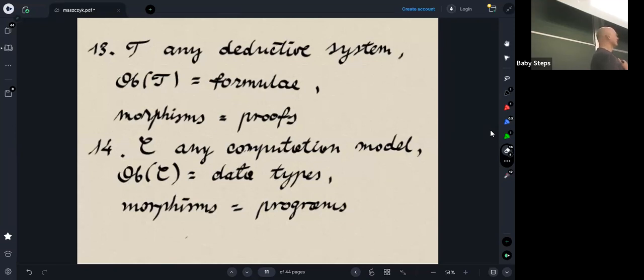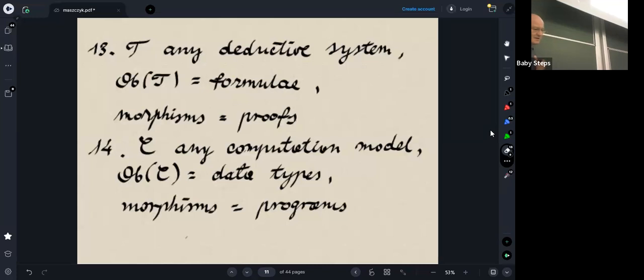The initial object of a deductive system is the set of axioms of this deductive system. Yes, and inference rules allow us to perform proofs, which can be composed. So probably inference rules are elementary arrows and proofs are compositions of these, and then you can compose proofs.